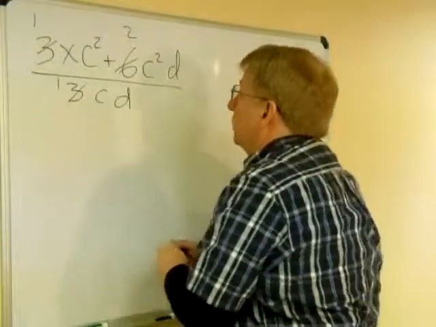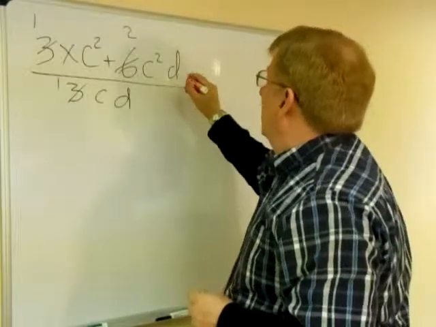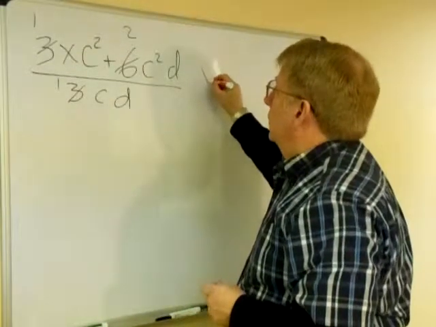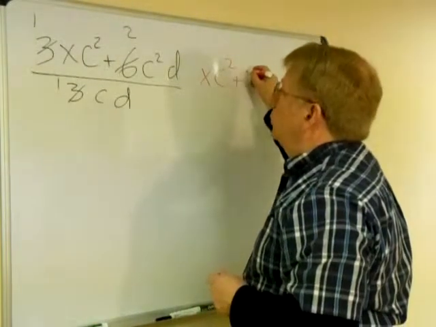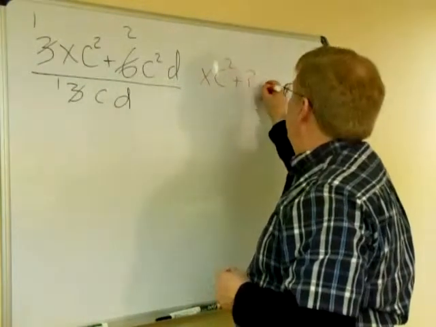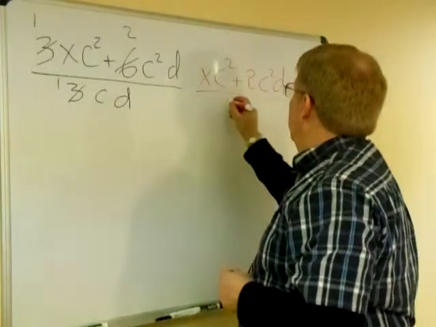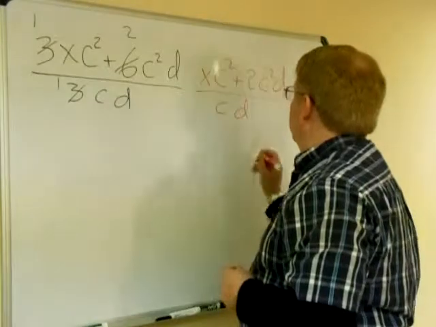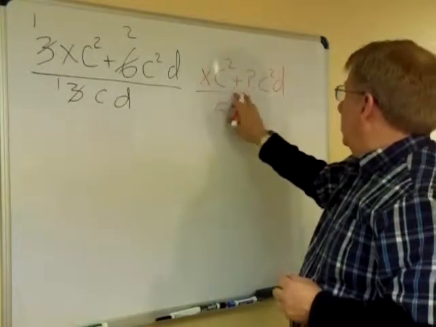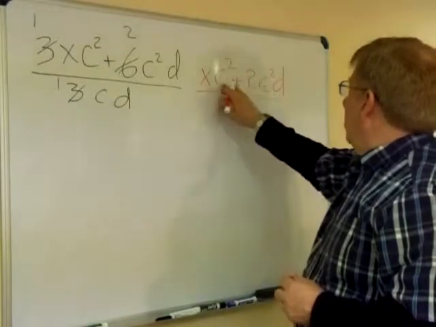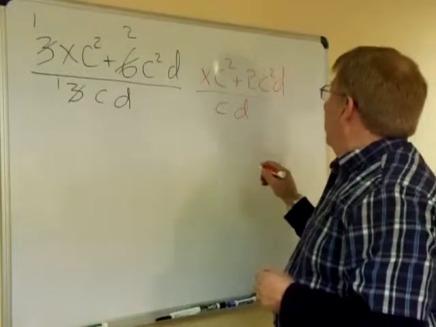Let's switch to another color. So we end up with just xc squared plus 2c squared d over cd. Alright, what have we got in common? We've got a c in common. Let's divide both terms by cd, kind of a complex division.